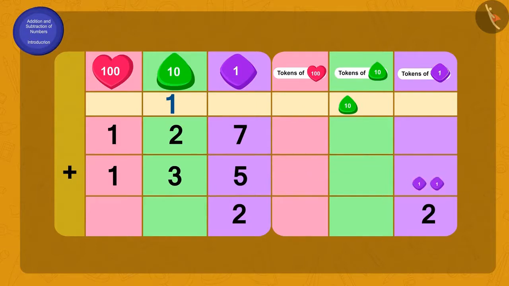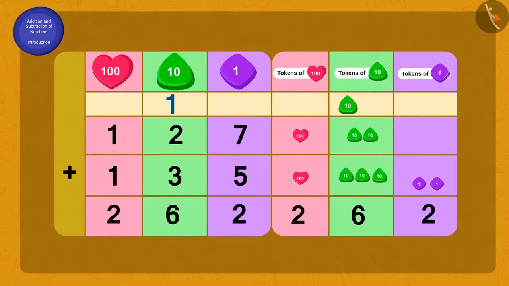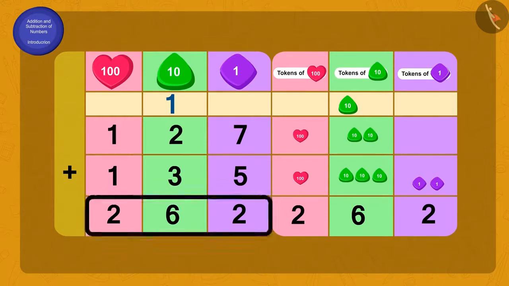2 tokens of 1. Now how many tens do we have? 6 tens. Now on adding all the hundreds, what do we get? 200s. Appu lost a total of 262 sheep.